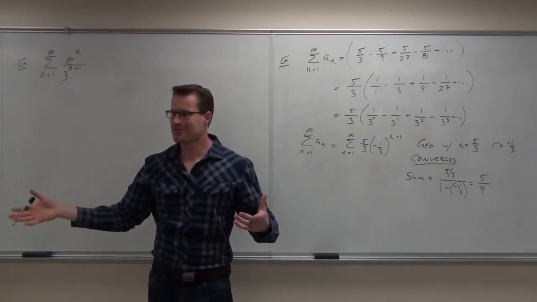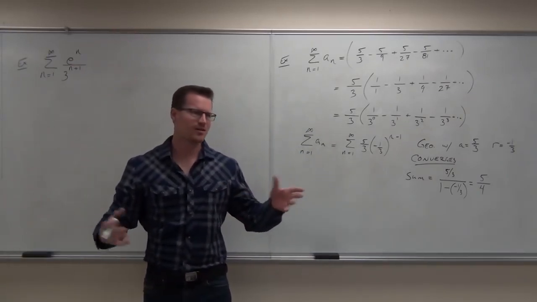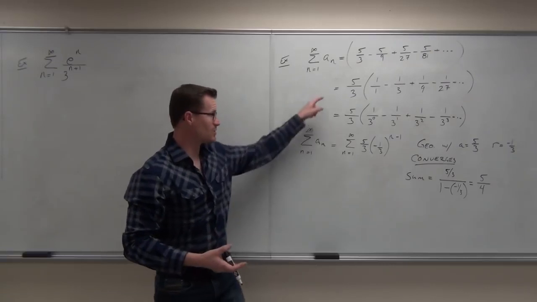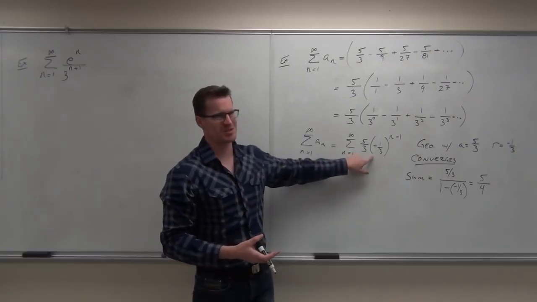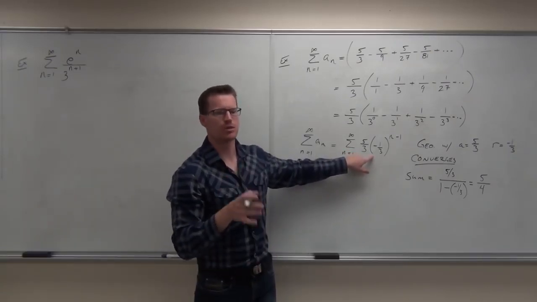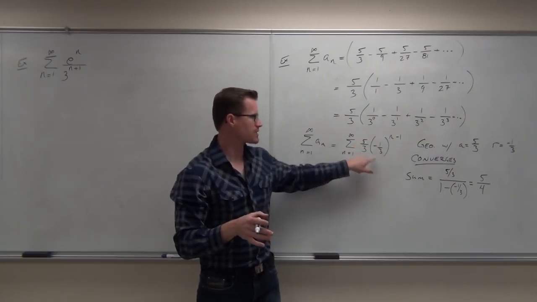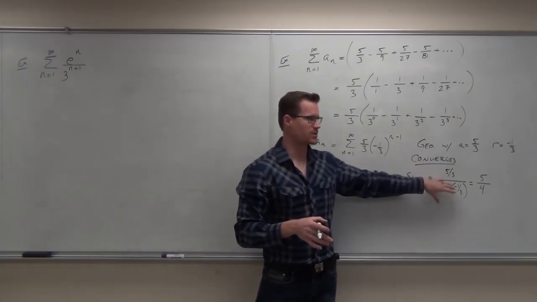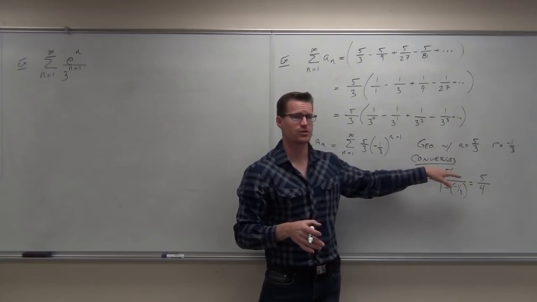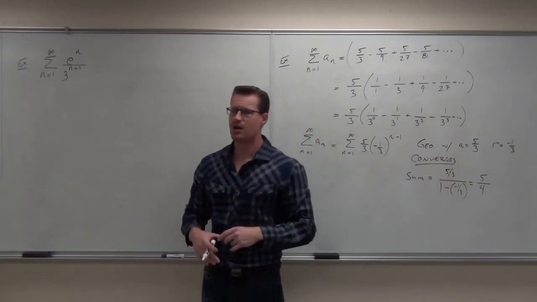Are you guys okay with this so far? Easy, medium, hard? Pretty easy, as long as you can get down to here, right? Once you get to here, this is a piece of cake. Just don't do silly things. Don't find out that it's convergent and then find things like sums. That would be silly. Find out whether it's convergent or divergent first, and then if it converges, find the sum.